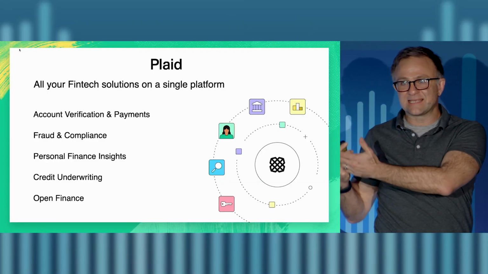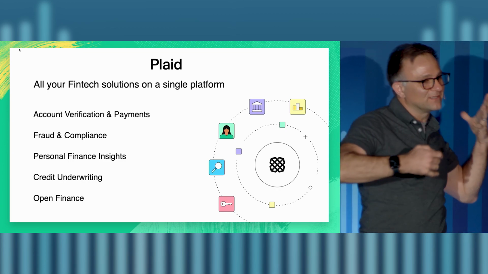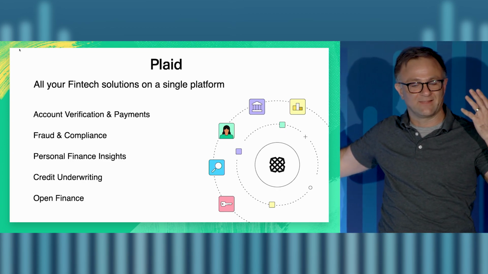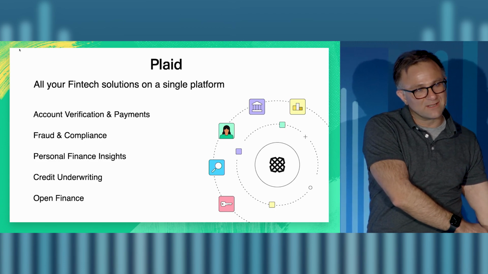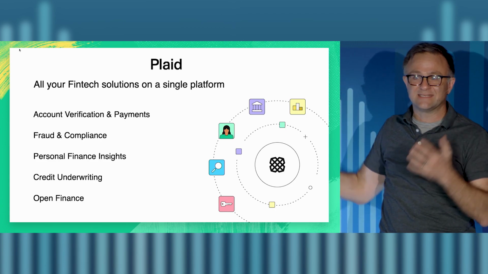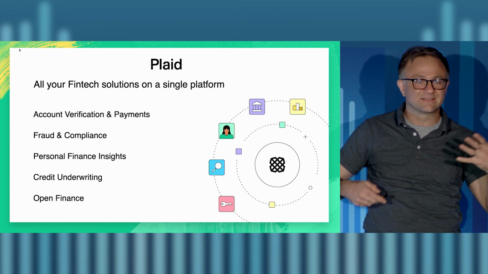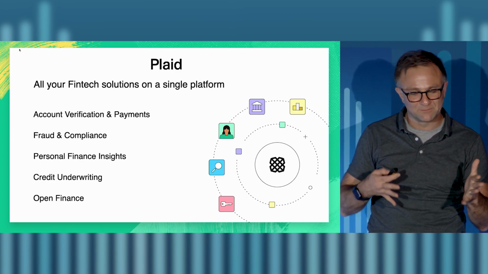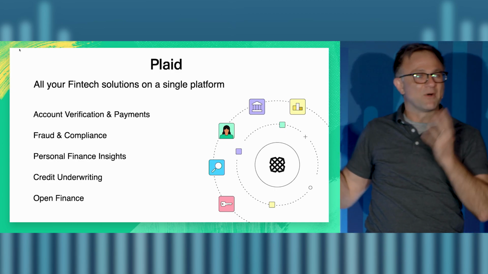Cool. So my name is Todd Kerpelman. I work for a company called Plaid. If you haven't heard of Plaid, it is a fintech platform that can deliver a whole bunch of solutions, whether you're trying to get verified account and routing numbers so you can do payments, or verifying somebody's identity for fraud, compliance, credit underwriting, all that stuff.